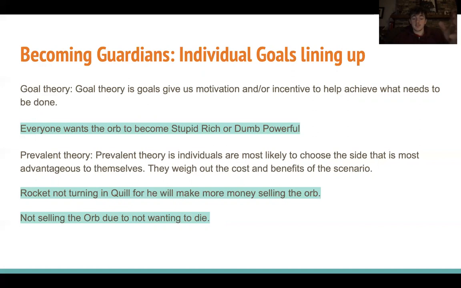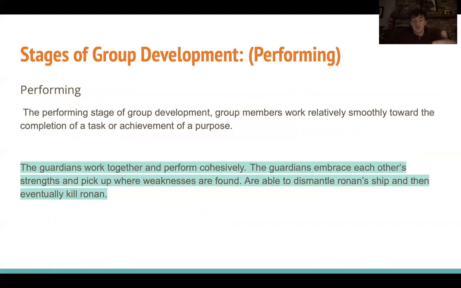And then prevalence theory is that the individual is almost always likely to side towards the net positive. We see this a lot with Rocket. Rocket's a great example. He's super self-centered, but he's smart. So he's able to decide what is going to be more beneficial for him, selling the orb or not selling the orb, not willing to die. But eventually they realize that they have to put their past aside and save the world.